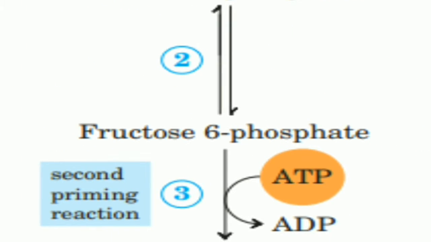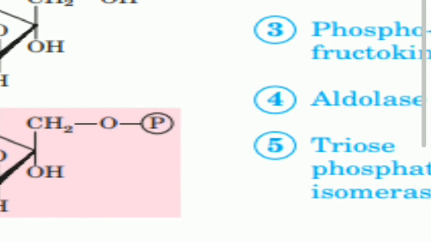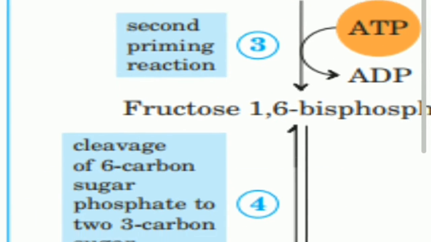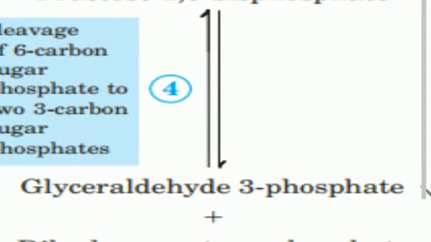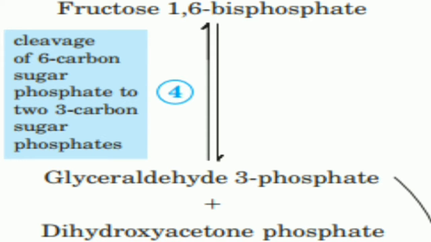This enzyme has a vital role in converting glucose 6 phosphate to fructose 6 phosphate. Then fructose 6 phosphate is converted to fructose 1,6 bisphosphate, where 1 ATP molecule is used and the enzyme phosphofructokinase acts. Then fructose 1,6 bisphosphate is converted to glyceraldehyde 3 phosphate and dihydroxyacetone phosphate.